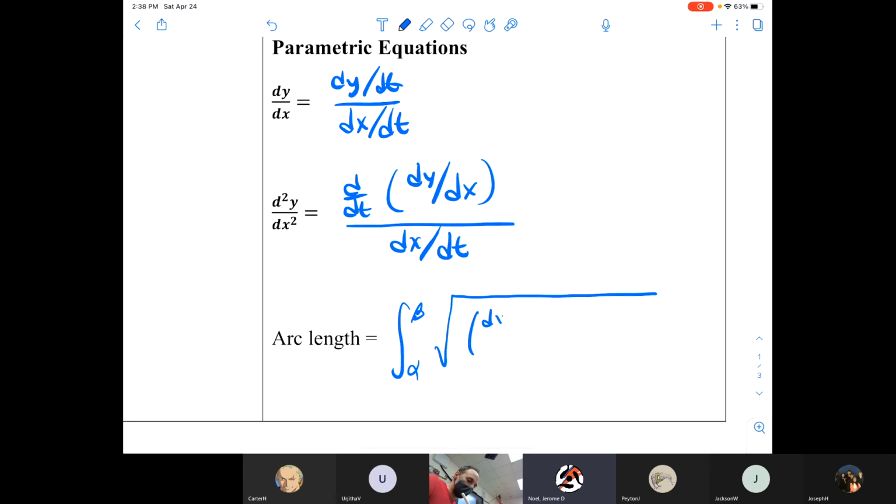I like my x's to go first. It's like segregation. I'm just alphabetical that way. And then with respect to t. Whoops. Peyton would have said something. What?